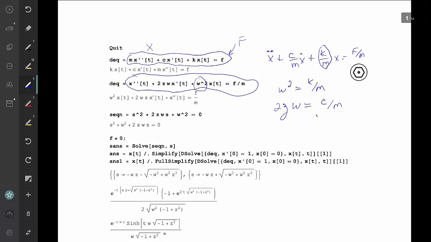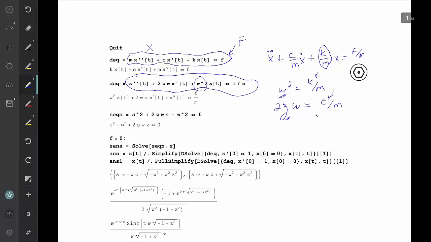And on an exam, I would expect you to be able to go from, if you know k and m, you can get w and z. If you know w and z, you can get the k and the c, and vice versa, in whatever combination. So if you know 2 of them, you can get the other 2.